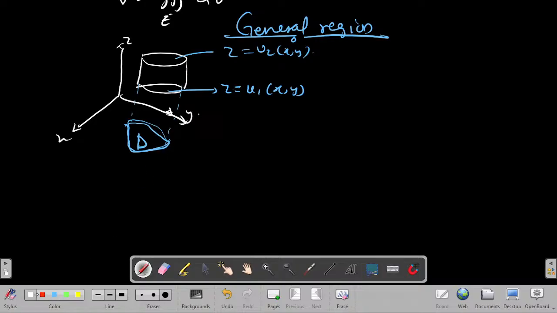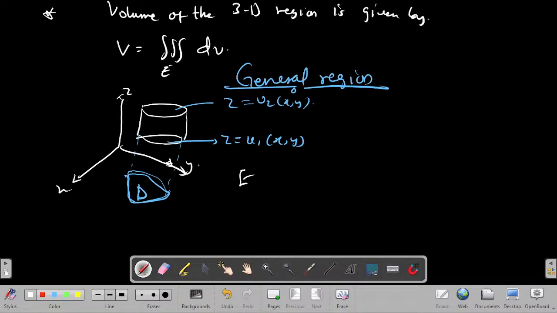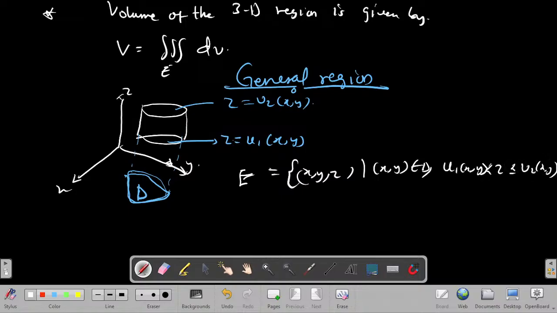Therefore, we can write the region E from our integral. Remember, we said that the volume is given by what? Triple integral over region E. So our region E for this case study is given as x, y, z, such that xy is a member of D, where we have u1(x,y) being less than or equal to z, less than or equal to u2(x,y). As simple as that.